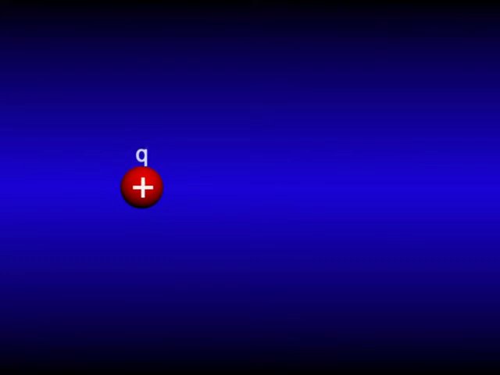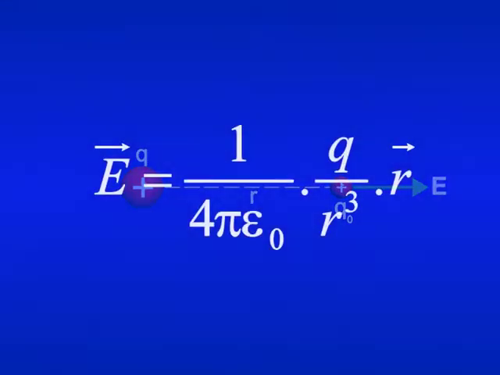If we consider a source charge Q at a point in space, and place a negligibly small positive test charge Q0 at distance R from the source charge, then the electric field intensity at that field point is vector E equal to 1 upon 4 pi epsilon naught into Q upon R cube into vector R.